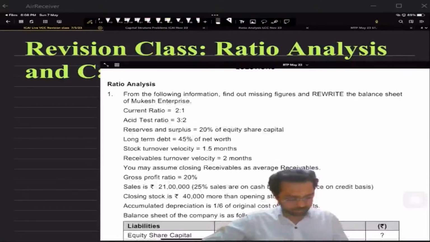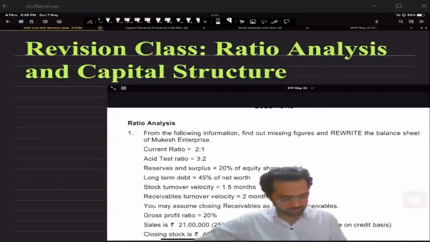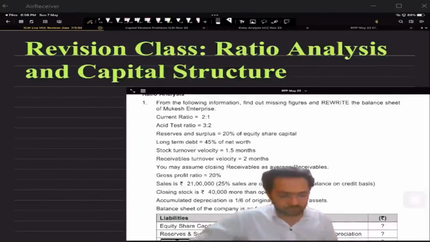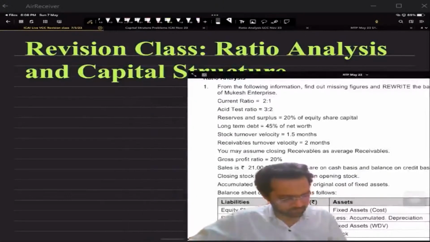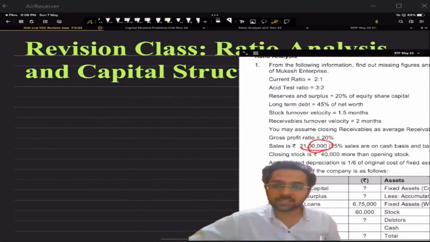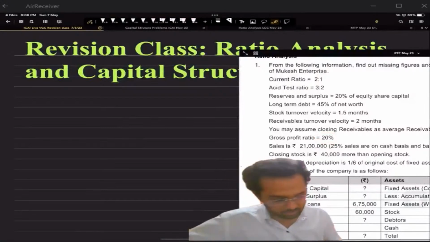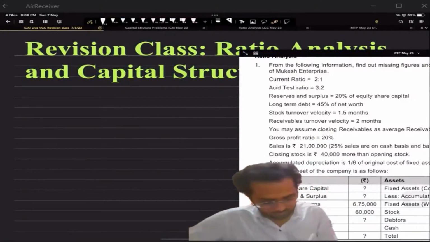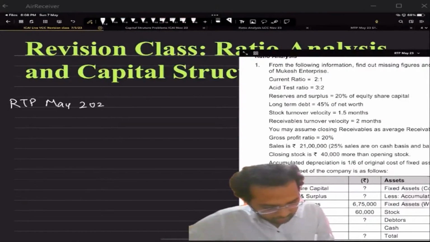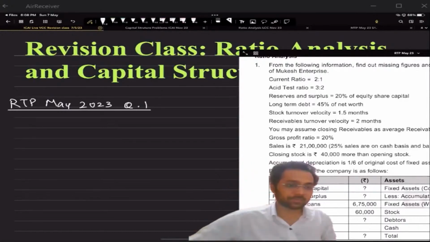I'll just place the question over here for our reference. We can refer back again and again. Current ratio and acid test ratio are of no use as of now. As of now, the only thing that is relevant for us is the sales figure and the gross profit figure. So let's get started. We are solving this question of RTP May 2023, question number 1.